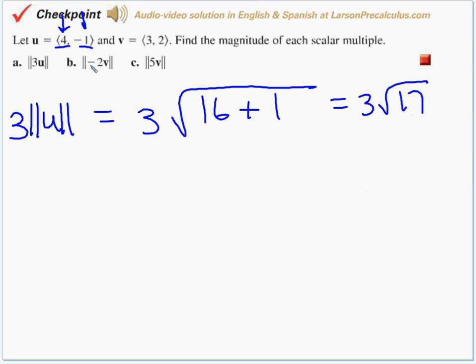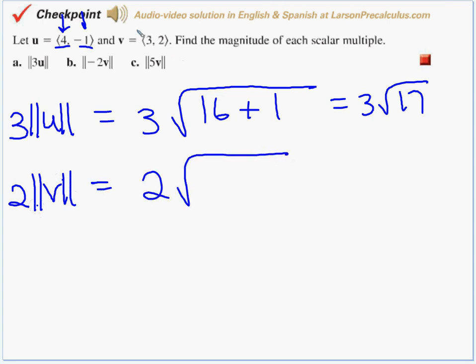For this one, pull out the negative 2, take the absolute value of that, so that's going to be 2 times the magnitude of vector v, or 2. We're going to square the stuff here. 3 squared and 2 squared, that'll be a 9 and a 4. 2 roots 13.